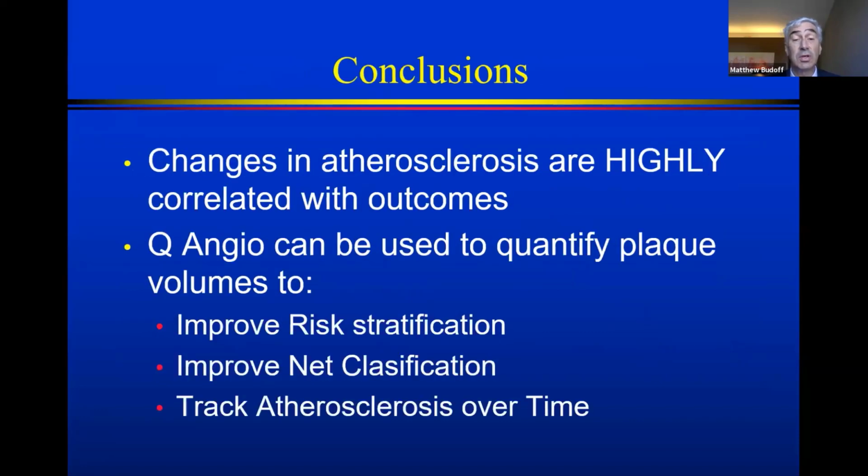So in conclusion, changes in atherosclerosis on CT are highly correlated with outcome studies. QAngio can be used to quantify plaque volumes to improve risk stratification, improve net reclassification, and track atherosclerosis over time. Thank you very much.